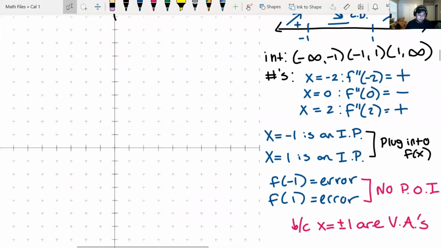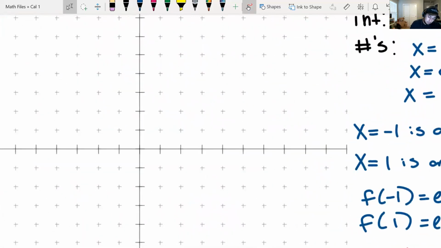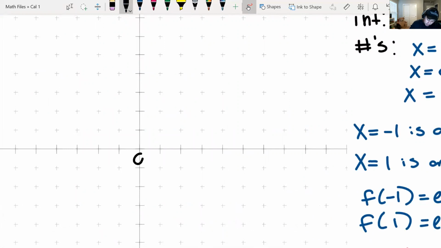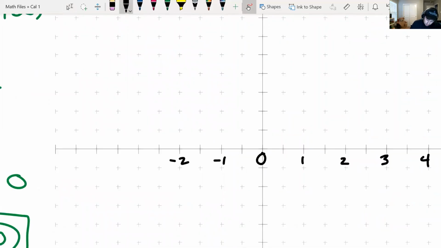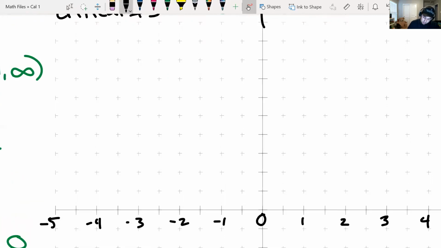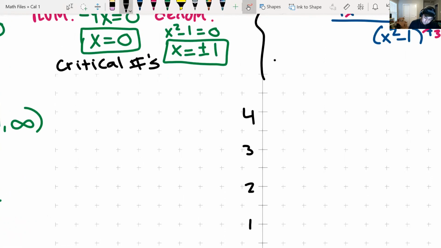So what I'm going to do is space this graph out. I'm going to make this 0, 1, 2, 3, 4, 5, -1, -2, -3, -4, -5, then 1, 2, 3, 4, 5 going up. I don't think I have any negative y values.